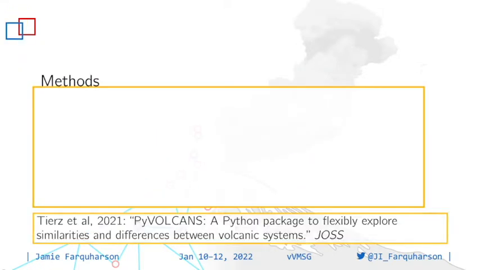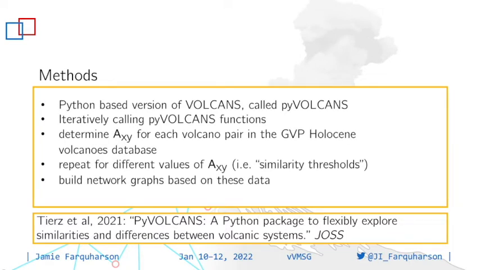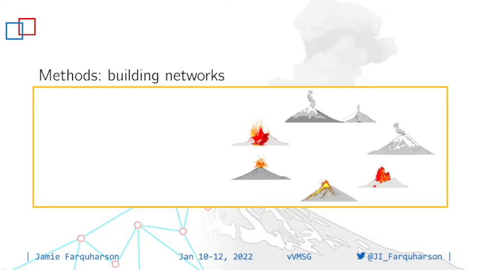Sticking with the work of Thiers et al., but this time an open source incarnation of the same structured analog protocol called PyVolcans, I've been iteratively computing the analog score for each possible volcano pair in the Smithsonian database. The value of AXY, above which a volcano can be considered similar, is also systematically modified. So using these data, a series of network graphs can be built, and I'll describe this in the coming slides.